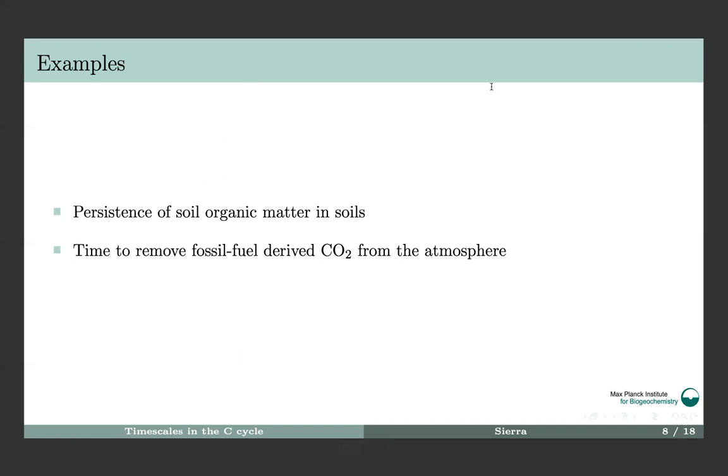For now, I will only show you two examples of how to use this framework. One is to look at the concept of persistence of soil organic matter in soils, and the other is to obtain the time to remove fossil fuel derived carbon from the atmosphere. The first example will focus on autonomous dynamical systems in equilibrium, and in the second example we will take a nonlinear, non-autonomous dynamical system.